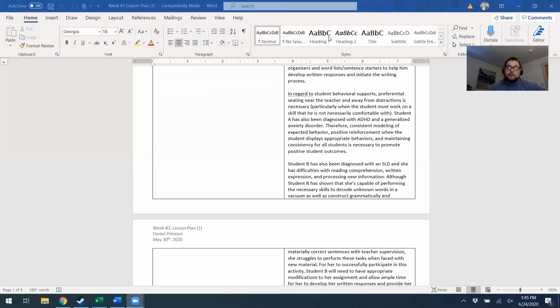That could be other students, the window, or looking out in the hallway. This student has been diagnosed with ADHD and a generalized anxiety disorder. Therefore, consistent modeling of expected behavior, positive reinforcement when the student displays those appropriate behaviors, and maintaining consistency for all students is necessary to promote positive student outcomes.